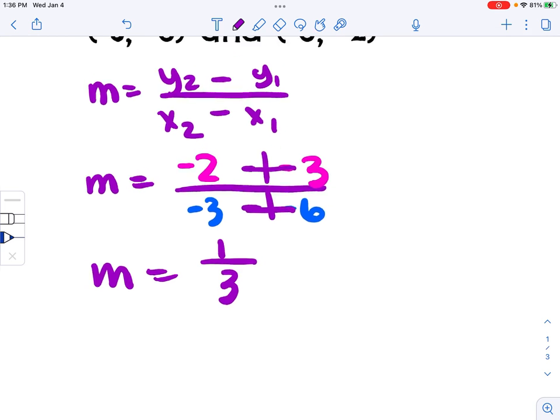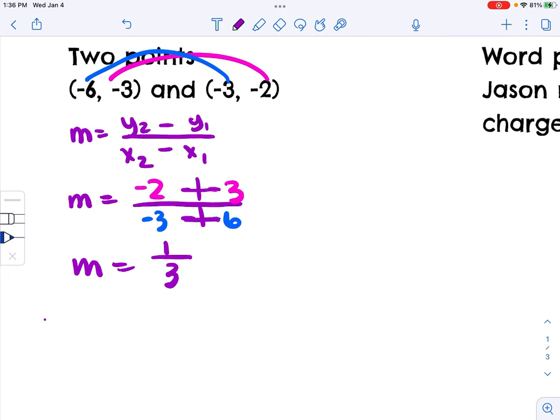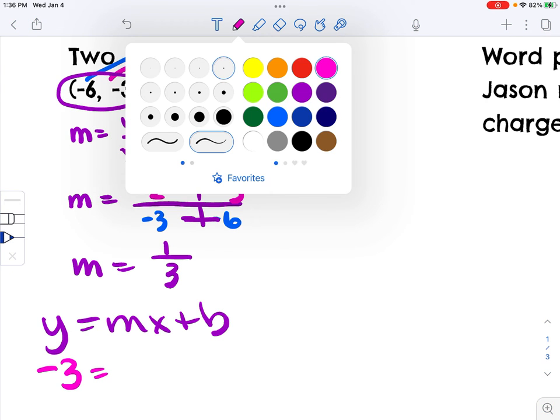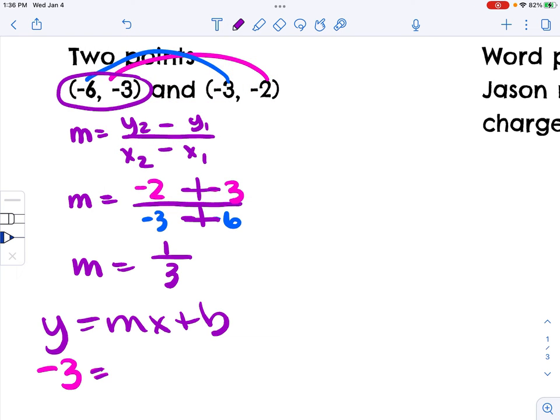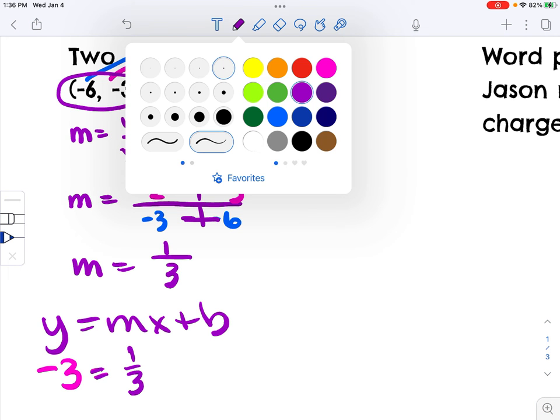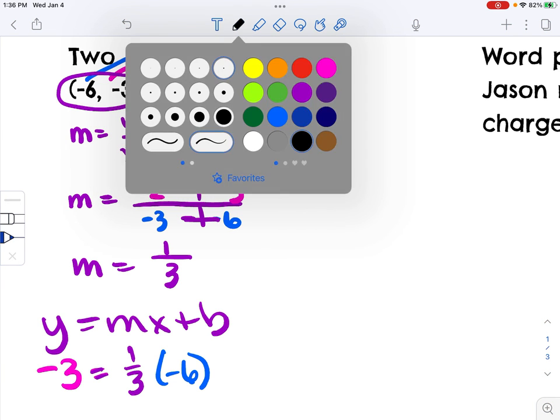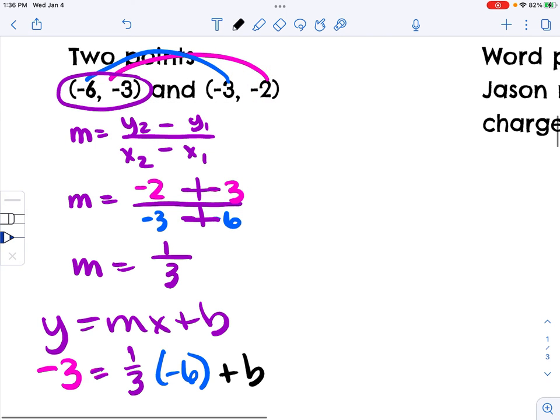So there's my slope. Now, I need to do y equals mx plus b. I'm going to use this first point. And I could have used the second point. It doesn't matter. But I'm going to replace my y value with -3. I'm going to replace my m value with 1/3. I'm going to replace my x value with -6. And I'm going to add b.